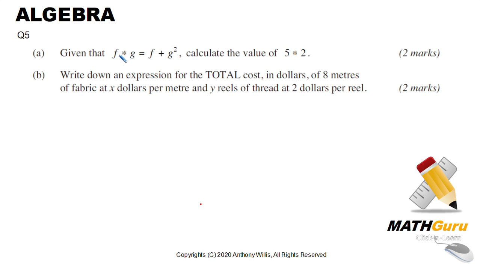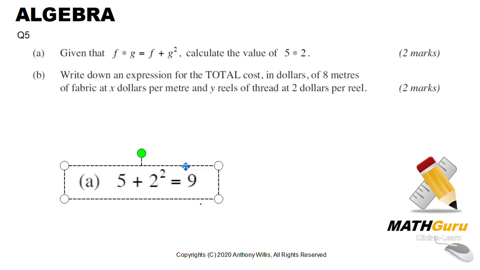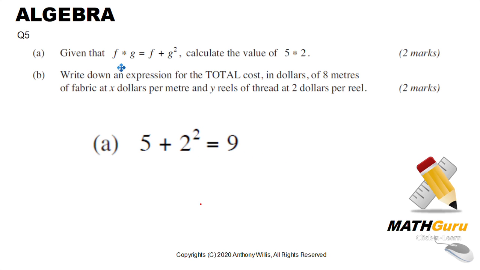So whenever you have f asterisk and another variable g, it is equal to f plus g squared. So 5 asterisk 2 means that you have 5 plus 2 squared. Remember, the asterisk, based upon this right hand side of the equation, means plus, and the next term, the term after it, is squared. So here you have the asterisk, and the number after it has to be squared. So you have 5 plus 2 squared. 2 squared is 4, therefore 5 plus 4 is 9.